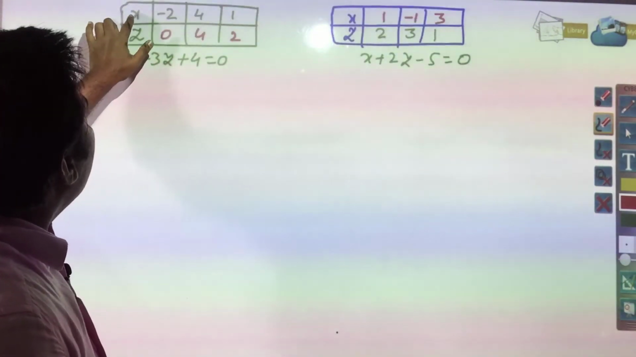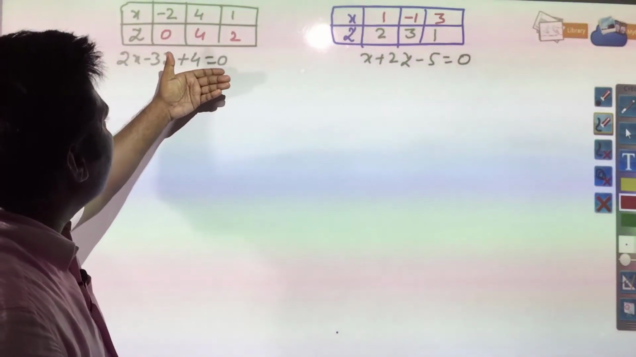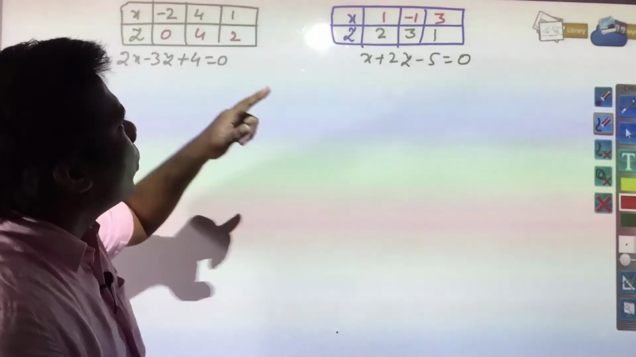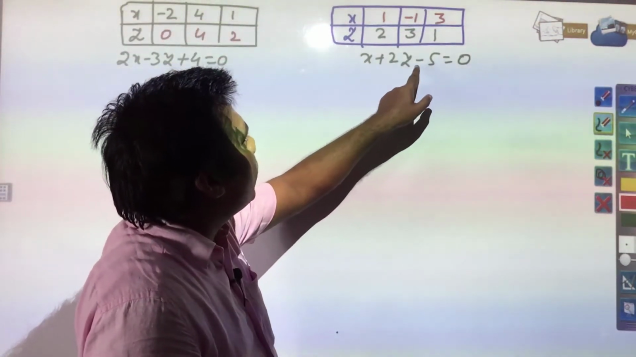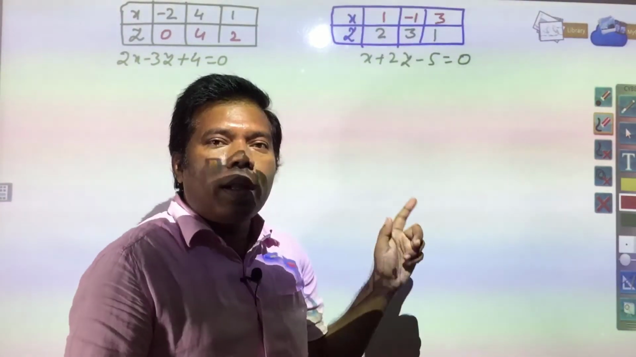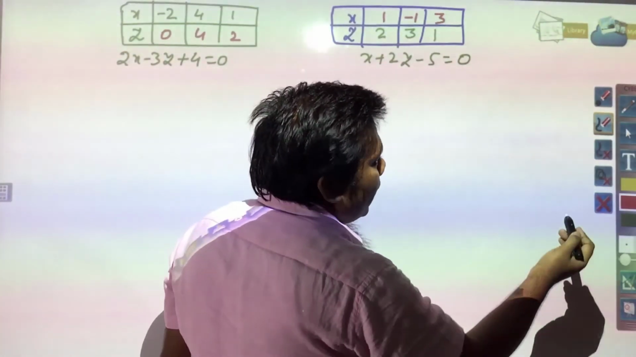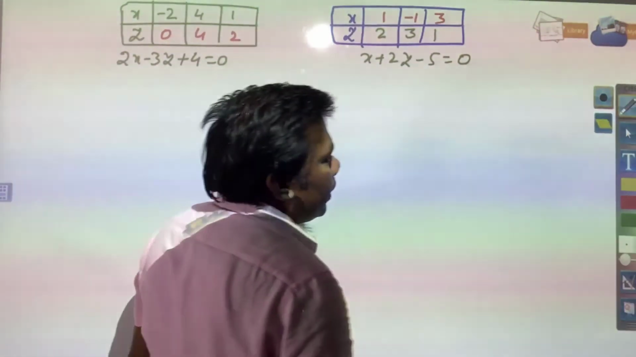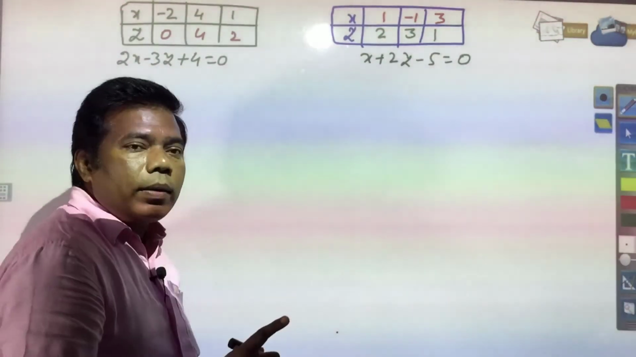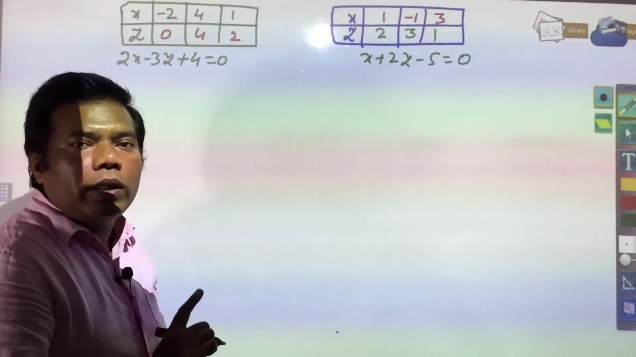Here you see the coordinates of the equation 2x minus 3y plus 4 is equal to 0: you have minus 2 and 0, 4 and 4, and 1 and 2. Here for the equation x plus 2y minus 5 is equal to 0: 1 and 2, minus 1 and 3, and 3 and 1. So you need to plot the graph first. Here you see how you will plot. Roughly I am plotting this graph, but you need to plot with the help of a ruler and pencil, on graph sheet, and you need to find out.